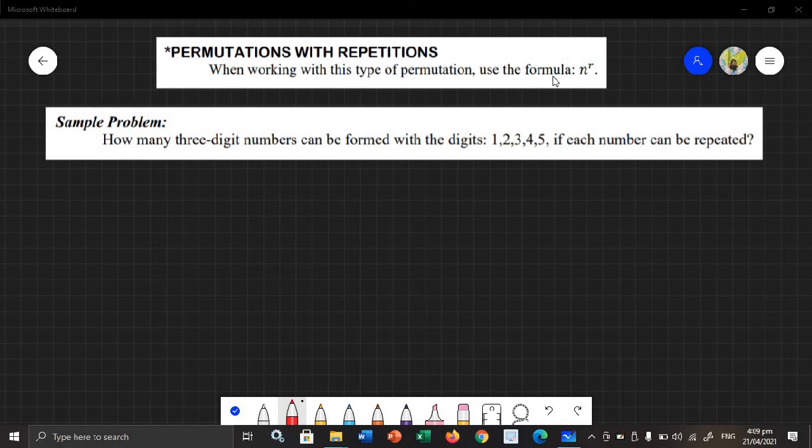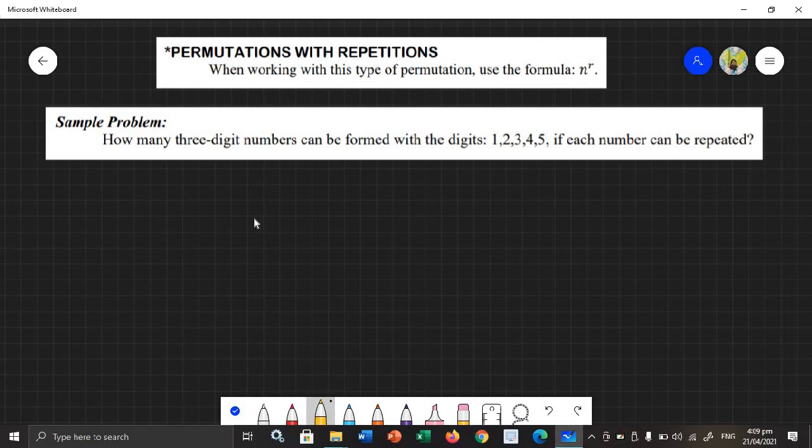So the clue word, when you will use the formula n raised to r, or how you will notice it is permutations with repetition, is when you see the word repeated or repetition is allowed. Can be repeated, repetition is allowed, ganyan. Basically, if the word repeat is there, automatically, that is the type of permutation with repetition, and you're going to use the formula n raised to r.